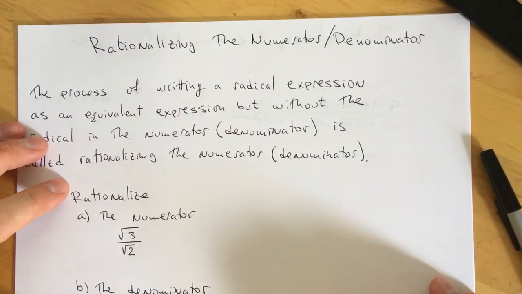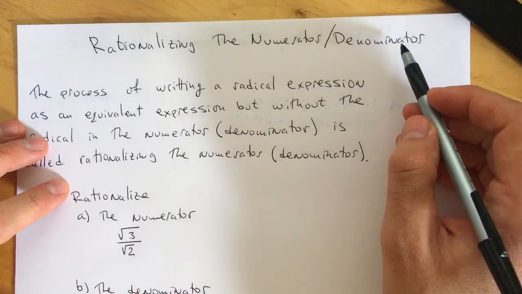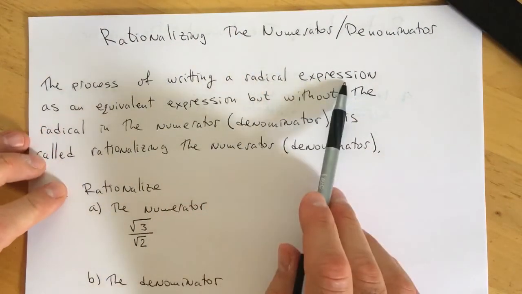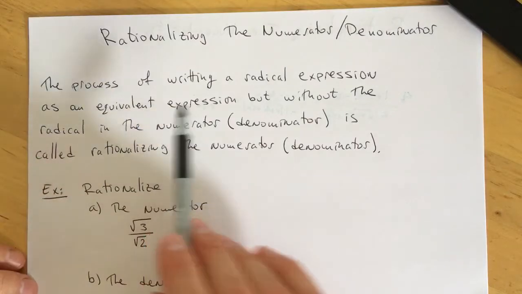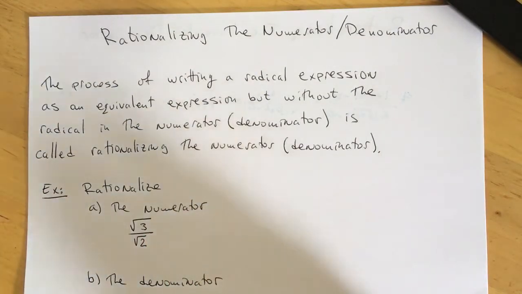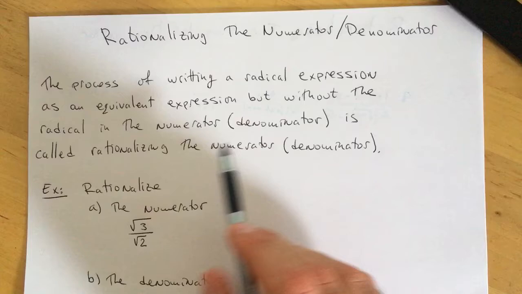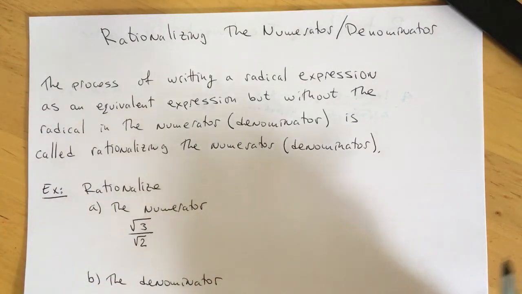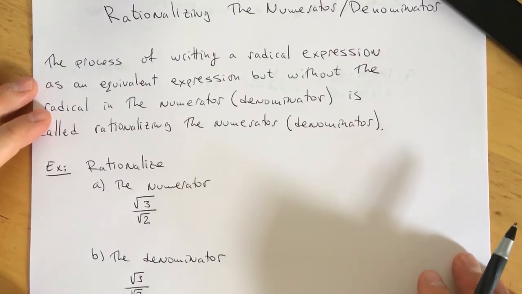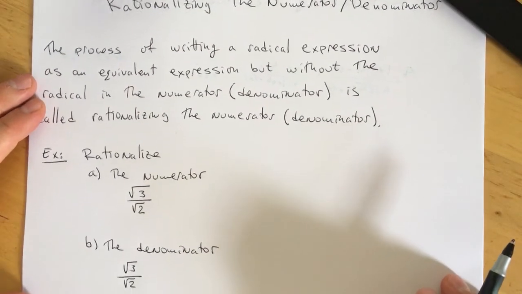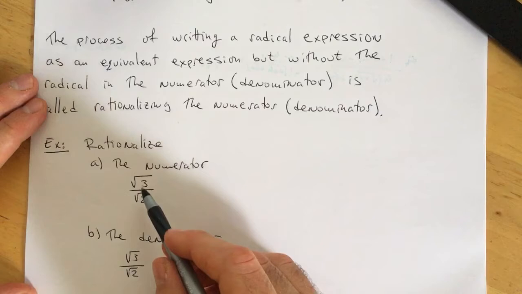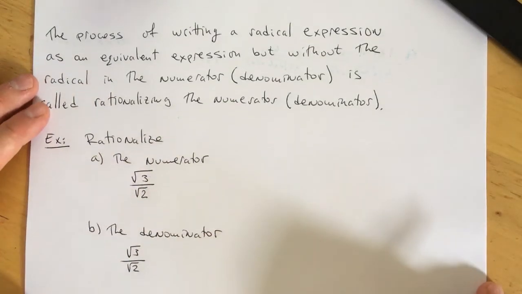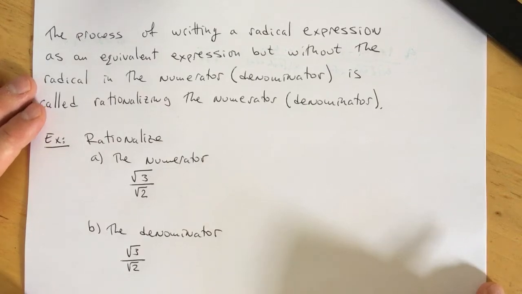Okay, in this video we will cover rationalizing numerators or denominators. So what is that? The process of writing a radical expression as an equivalent expression, but without the radical in either the numerator or denominator is called rationalizing the numerator or the denominator. Basically, it's the process of getting rid of the radical either in the numerator or in the denominator.